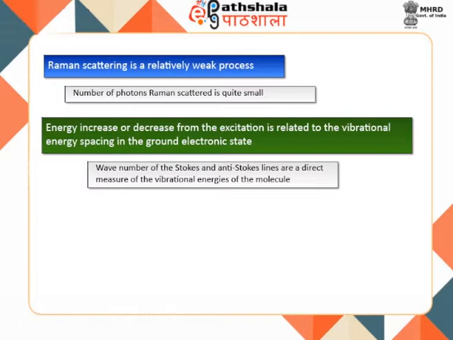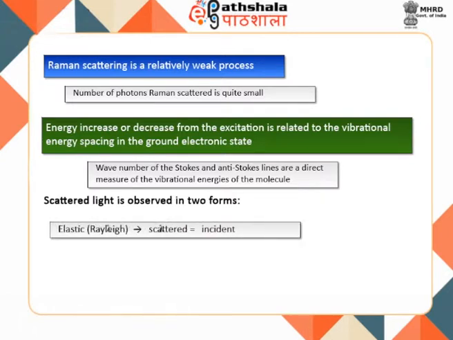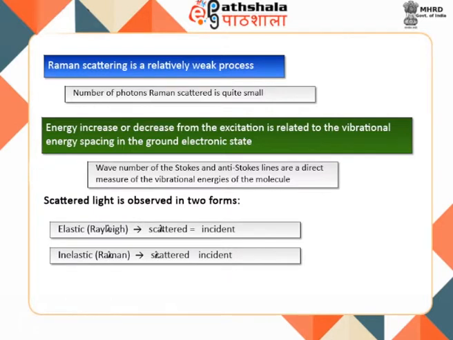In general, the basic physical realization is to illuminate a specimen with laser light, for example 532 nanometer. Scattered light is observed in two forms, as given. Thus, light experiences a Raman shift in wavelength.